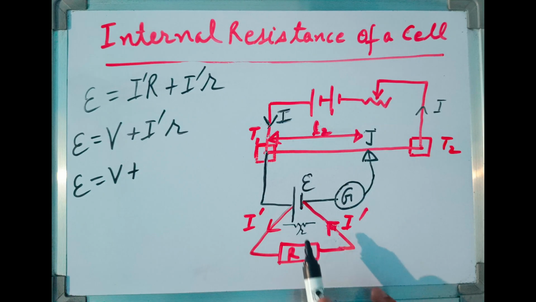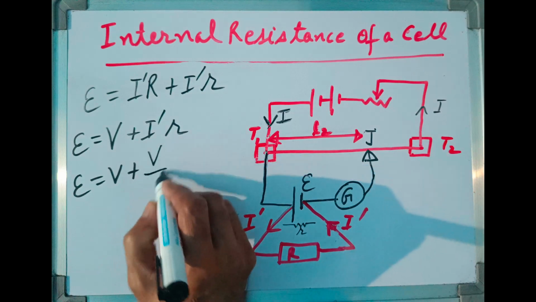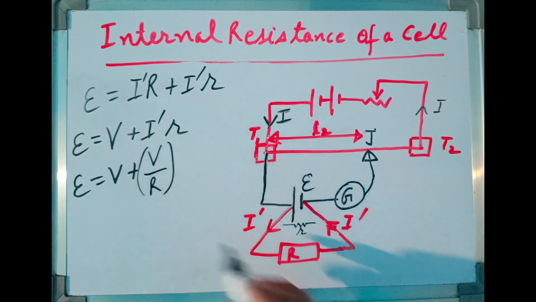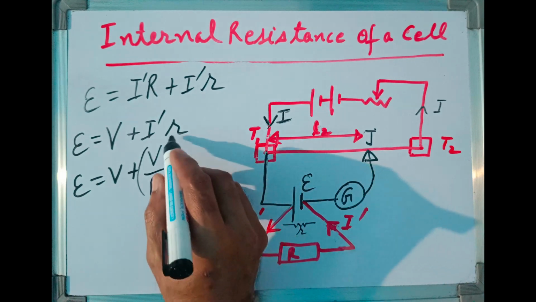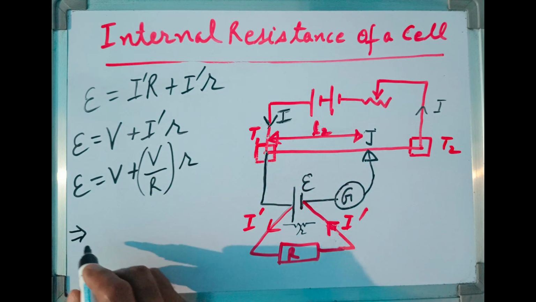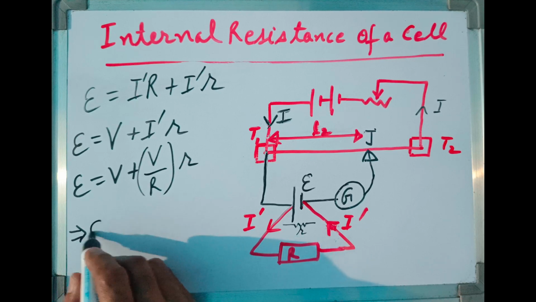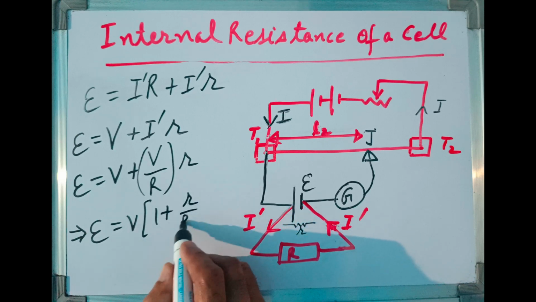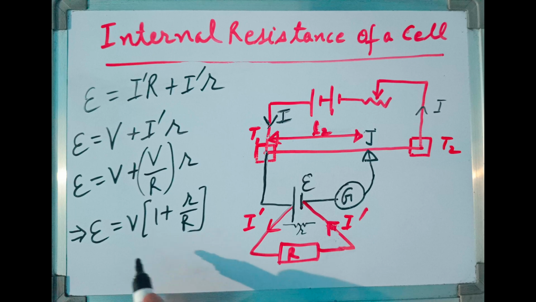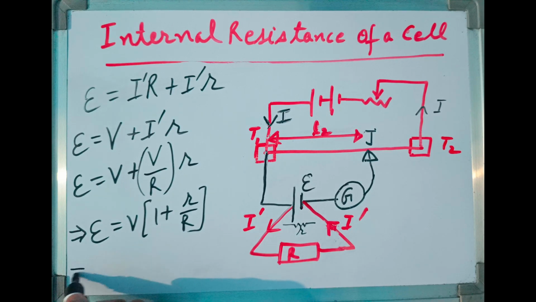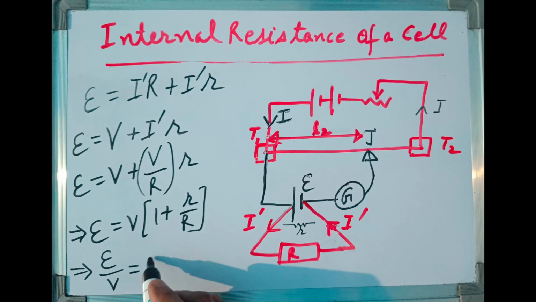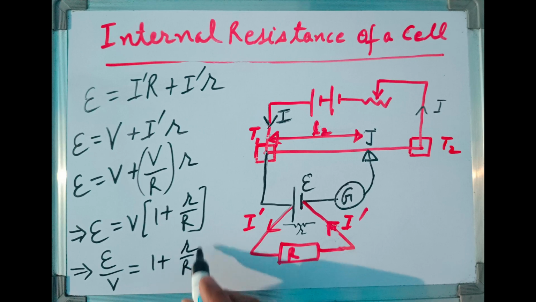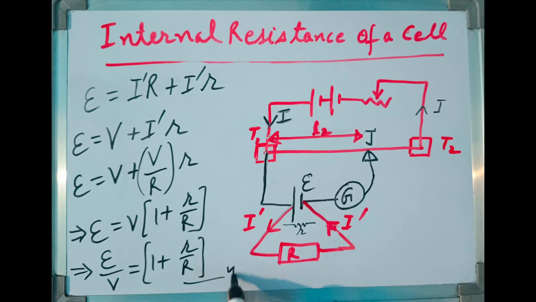Now how to find I dash? I dash means potential difference divided by resistance. By using Ohm's law, I can write this amount of current is drawn by this resistance, multiplied with small r. By simplifying, I can write EMF is equal to V into 1 plus small r over capital R. Just mathematics. From here, we can write EMF upon the potential difference between the terminals of the cell is equal to 1 plus r upon capital R. Equation number 4, let us suppose.